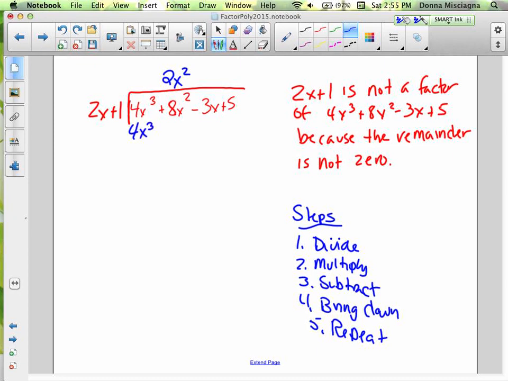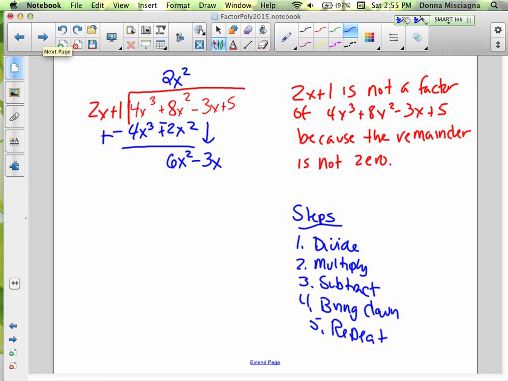So we've gotten rid of the first term. And then 2x squared times 1 is 2x squared. Then we subtract, which means to add the opposite. 4x cubed minus 4x cubed is 0. 8x squared minus 2x squared is 6x squared. We need 2 terms because our divisor has 2 terms. If your divisor had 3 terms, you would need to have 3 terms here. But we only need 2. So we'll bring down the negative 3x.